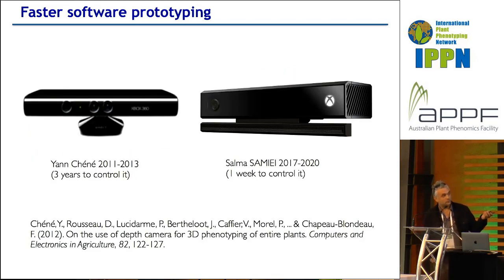Faster software prototyping. This is an example from my group. We were among the first to play with the Kinect in 2012. The first version, it took a hell of a job for Yann Chenet, my former PhD student, to handle the codes, because it was somehow hacked and not completely official when we started playing with this. And we started a new PhD with Salma, and in 1 week she took control of the second version, using all the good libraries that are now available and official somehow for this kind of sensors.